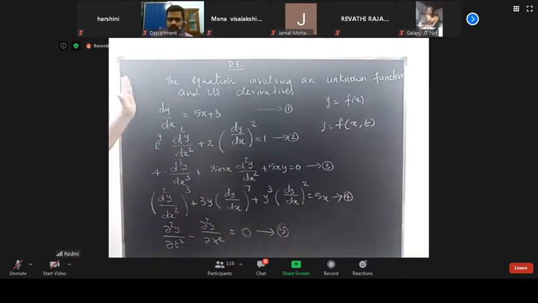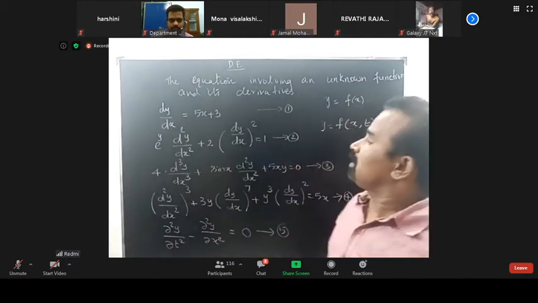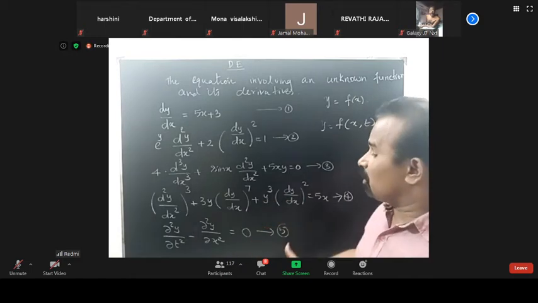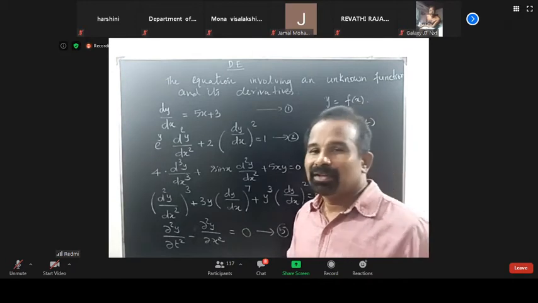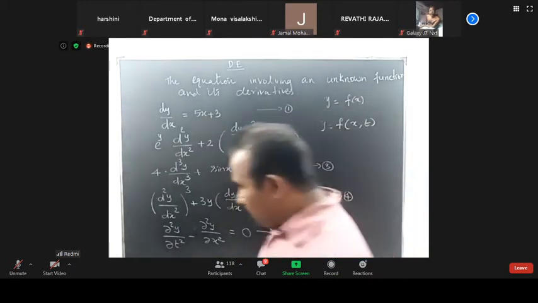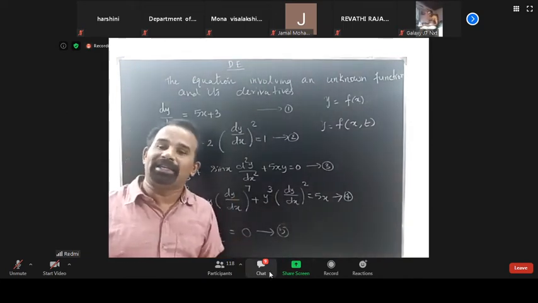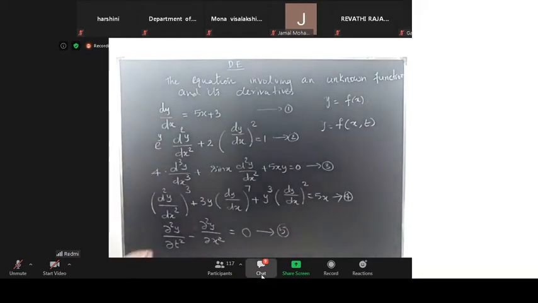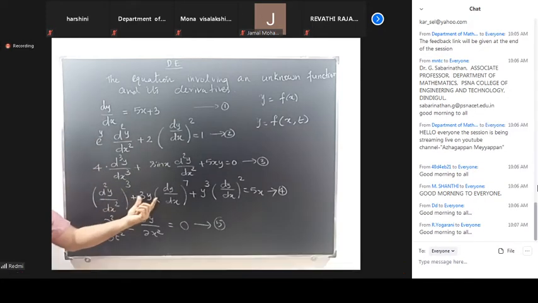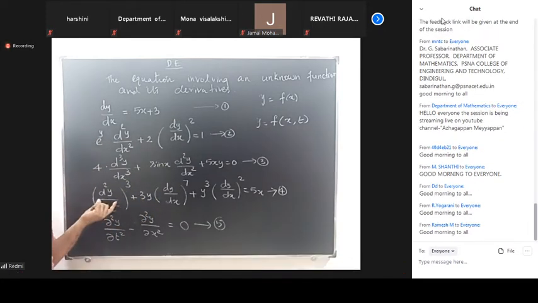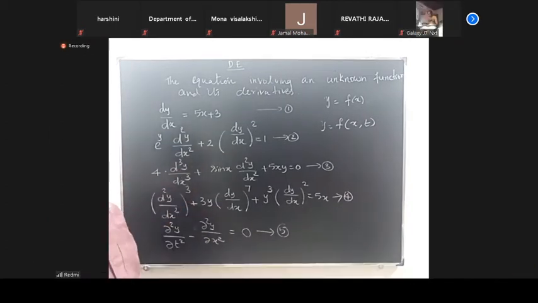Okay. Then, order of the differential equation. The order of the differential equation is the order of the highest derivative that appears in the equation. So what is the order of this equation? One. Order here is two. Order here is three. Here order is two. Order is two. So this is the required order of the differential equation.